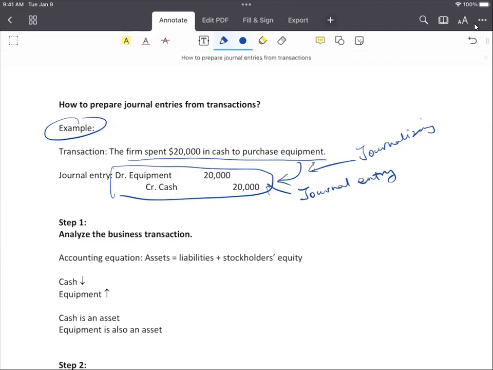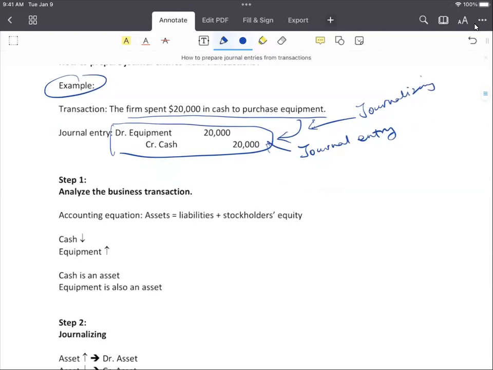So how do we do that? The first step is we need to analyze the business transaction. Whenever we receive a business transaction, we need to analyze it. And what do we mean by analyzing? Basically, we analyze the effect of this transaction on asset, liability, and stockholders' equity. The basic accounting equation is assets equal liabilities plus stockholders' equity.